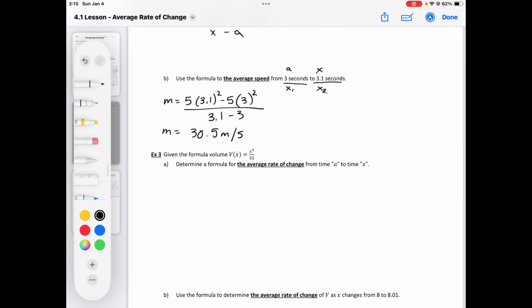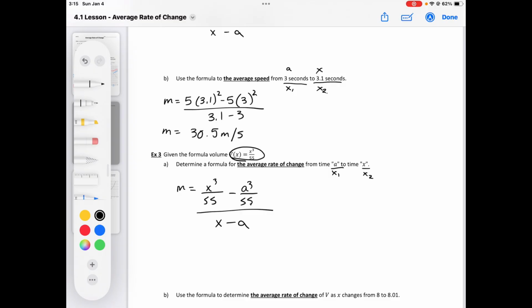So let's try another example from A to X, where A is X1, X is X2, and now we've got a fraction, and we're looking for a formula for our average rate of change. So we are going to do our function, so X cubed over 55 minus A cubed over 55, all over X minus A. That is our formula in general.